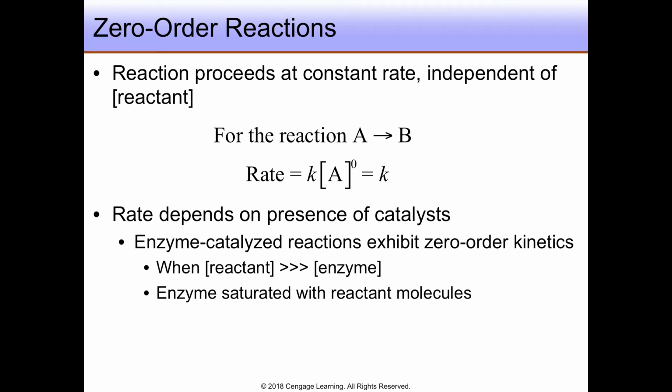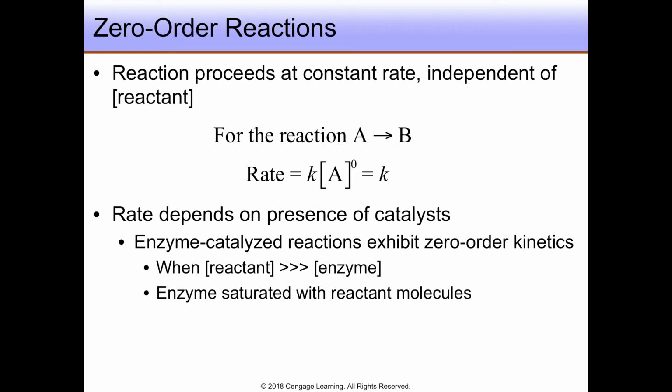In some cases, a reaction proceeds at a constant rate regardless of reactant concentration. Our reaction rate is equal to the rate constant times the concentration of reactant raised to the zero power, which simply means the reaction rate is equivalent to the value of the rate constant itself. These are known as zero-order reactions, and we will see this apply in some cases.